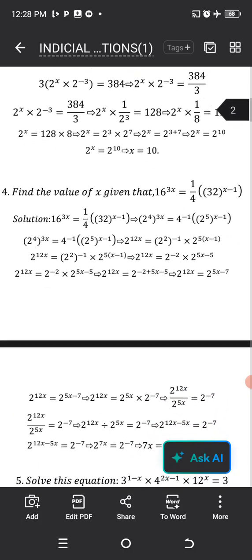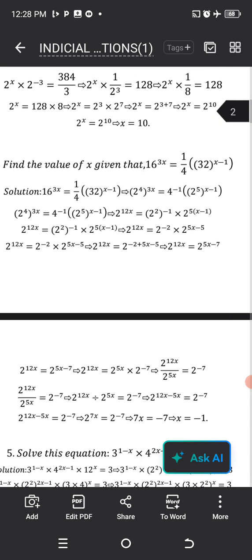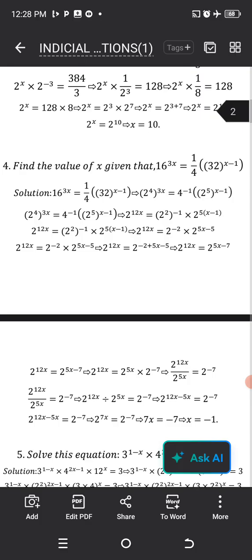So we go back to example 4. You are seeing as you are moving into different examples, it's getting a little bit more complex, but don't worry.